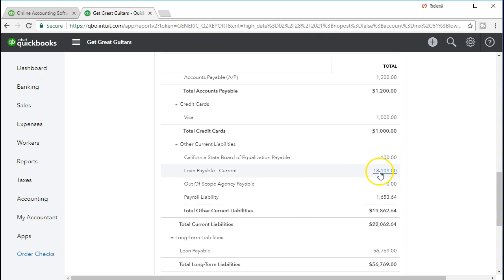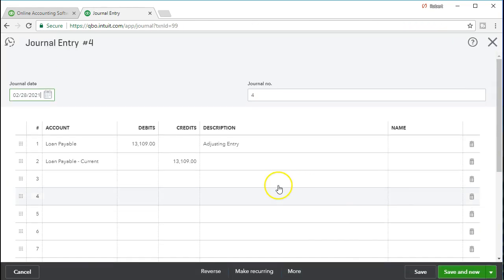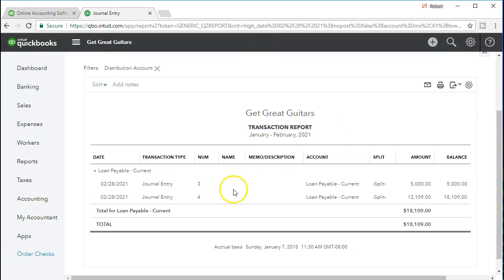If we click on that, we see the activity. There's the 5,000 we moved up here. Here's the 13,109. If we select that item, then here is our journal entry. And note, once again, it goes to a journal entry even though we put it into the register. So it's crediting the current portion, increasing the current portion of a liability, and debiting the loan payable long-term portion to decrease it. If we close that back out, that's the current portion.